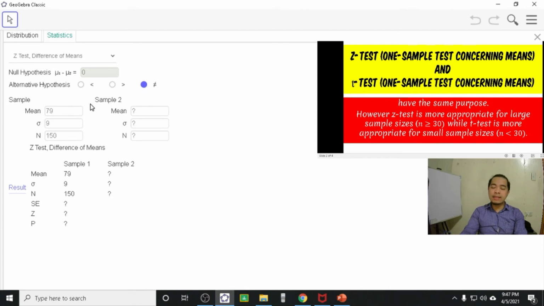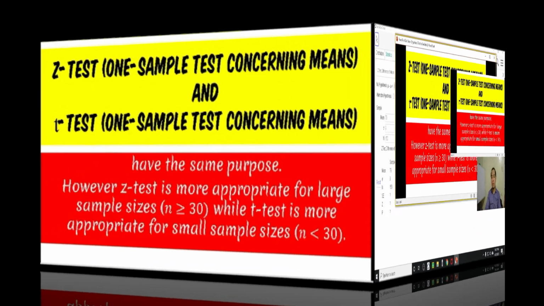This test is appropriate for comparing two means. So we are hypothesizing that the two population means are equal or are not, based on data gathered from two samples. We have here a button where we input the means corresponding to the two samples: the mean for the first sample, the standard deviation for the first sample, and the sample size for the first sample. It's just the same for sample 2. Let me give you another problem so we can apply this hypothesis test.